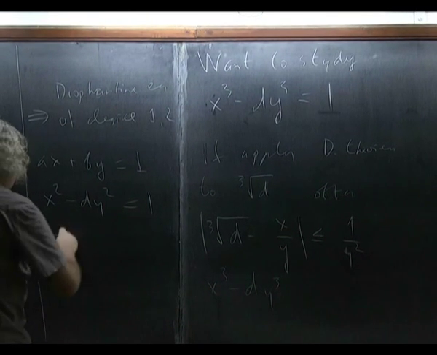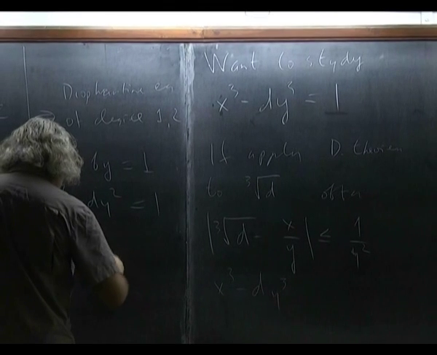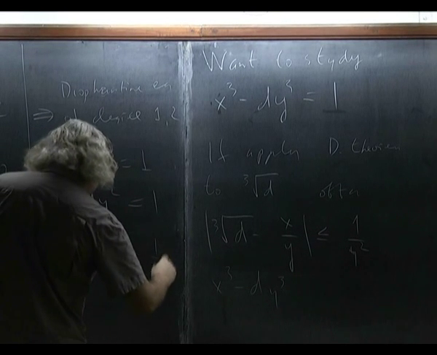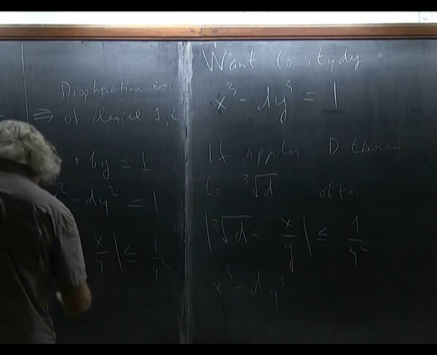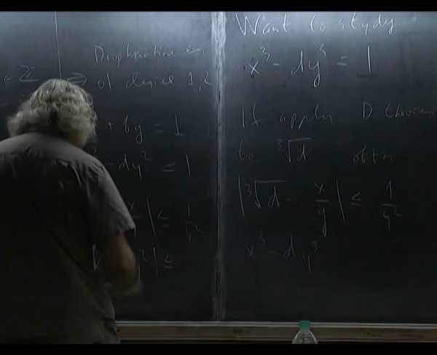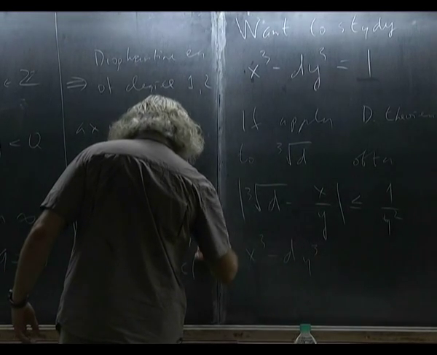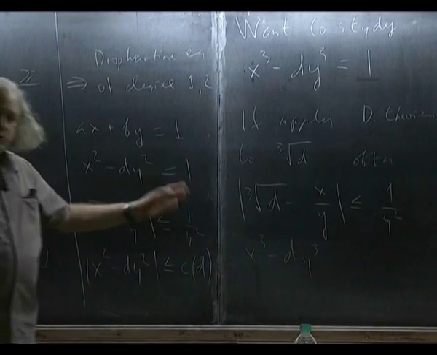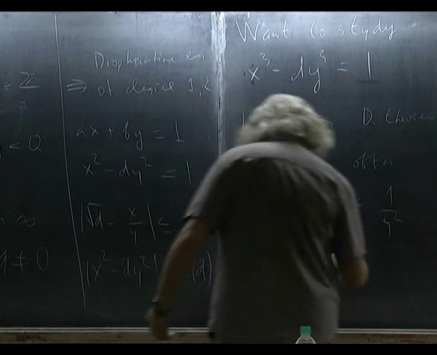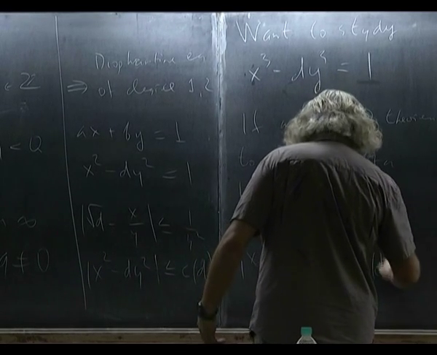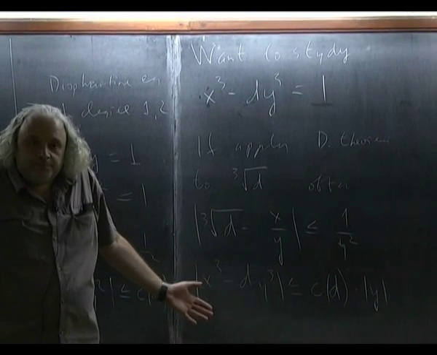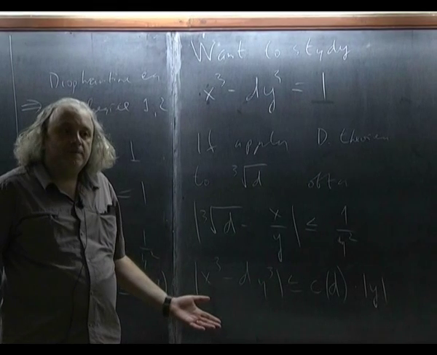But then x cubed minus d y cubed, well, before it was smaller than a constant. If we had the square root with less than 1 over y squared, then we obtained that x squared minus d y squared was less than some constant depending on d. And this was sufficient to complete the theory, right? But here we do not get a constant, we get something growing, less than some constant depending on d times y. And the previous trick fails.